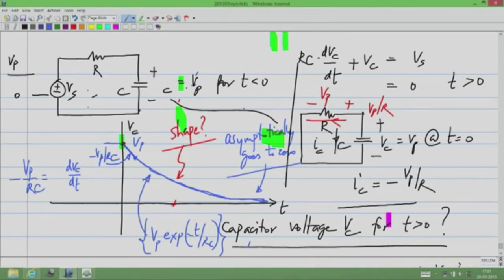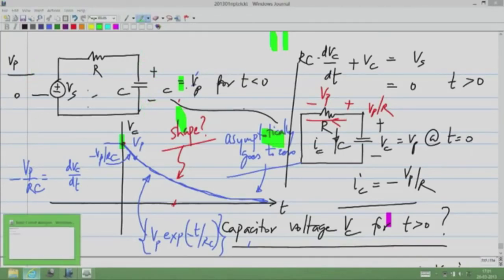Is this clear? So if initially the capacitor had a voltage Vp and the input also had a voltage Vp, then the current through the resistor would be 0, current through the capacitor would be 0, and it would stay at Vp. But if Vs jumps from Vp to 0, then the output will slowly discharge all the way towards 0.